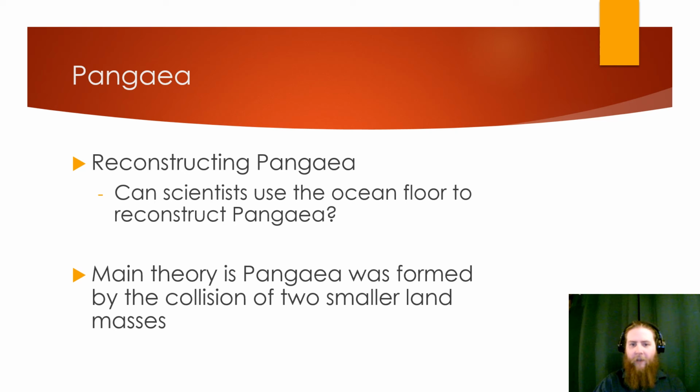So the main theory, and there are continents before Pangaea, but at one point in time, all of the continents came together to form Pangaea. And we can use the ocean floor to see these newer areas of floor that have formed after the continents split. And the main theory is that Pangaea was formed as these two smaller land masses were smashing into each other.